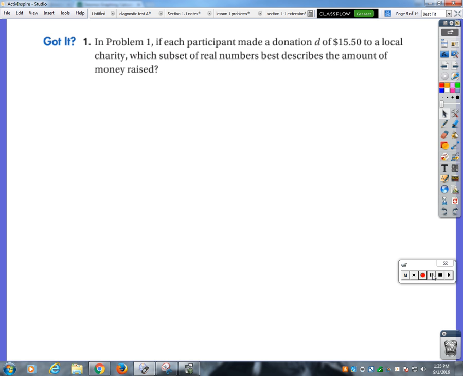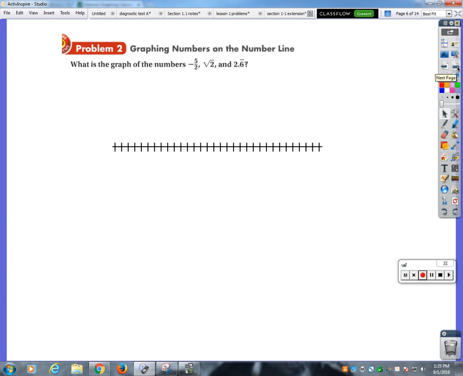Okay, what do we go with? Rational. Most of you went rational numbers because it has a decimal in it, so it can't be a whole number, can't be an integer, can't be a natural number, so it's going to be a rational number.